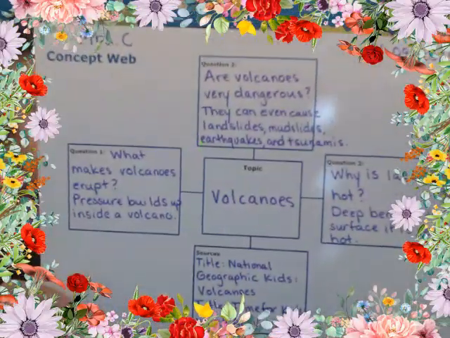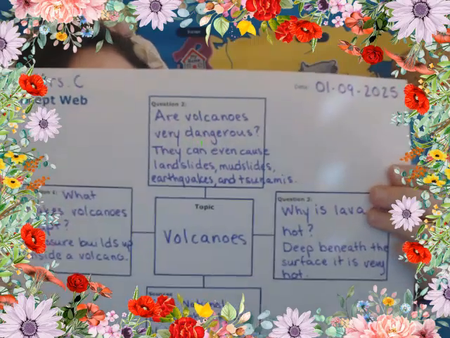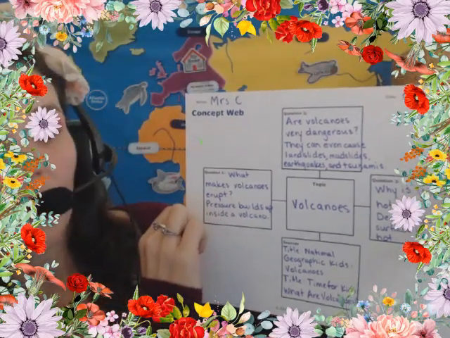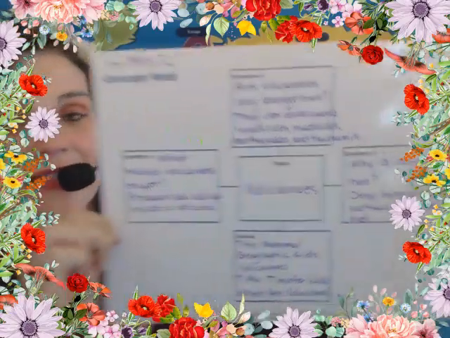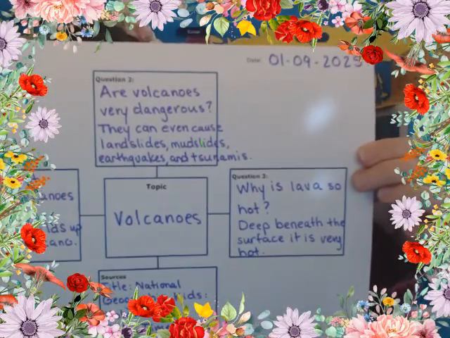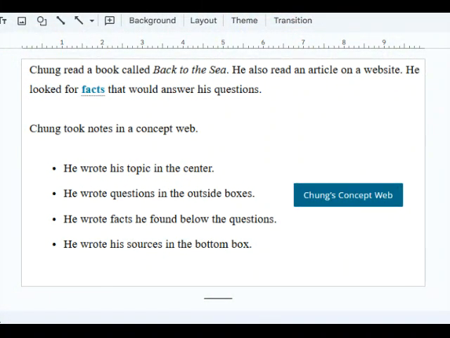And then when you find your answers to your questions, you'll add those to your concept web as well. So for my are volcanoes very dangerous question, my answer says, yes, they can even cause landslides, mudslides, earthquakes, and tsunamis. So not only does a volcano erupt with lava, but it can cause other damage too. So they're very, very dangerous. All right, so that is your concept web. That's going to help you when you are planning out your research report.